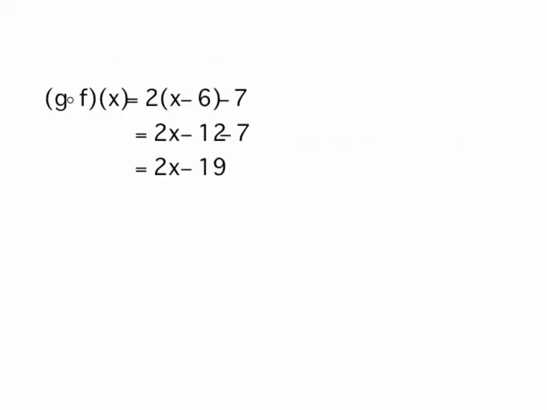So f of g of x, we place the f function of x minus 6 into the g function. 2 times x is 2x. 2 times negative 6 is minus 12, minus 7. Our solution is 2x minus 19.